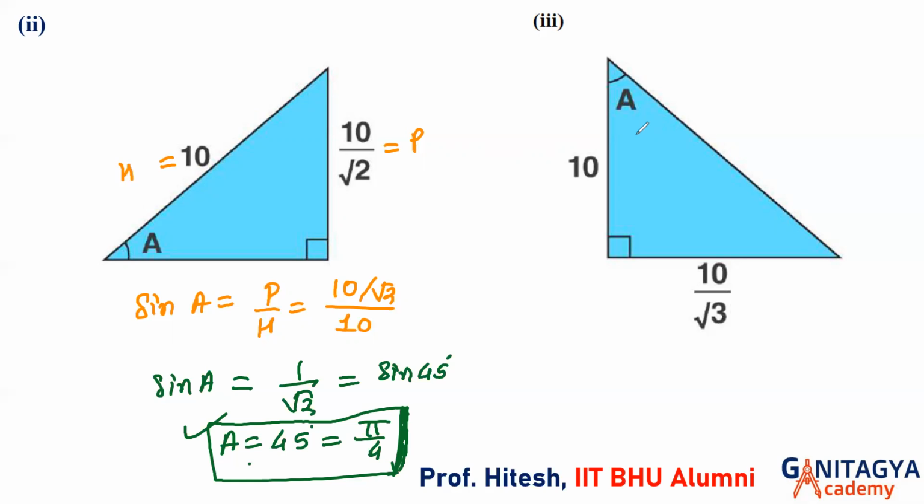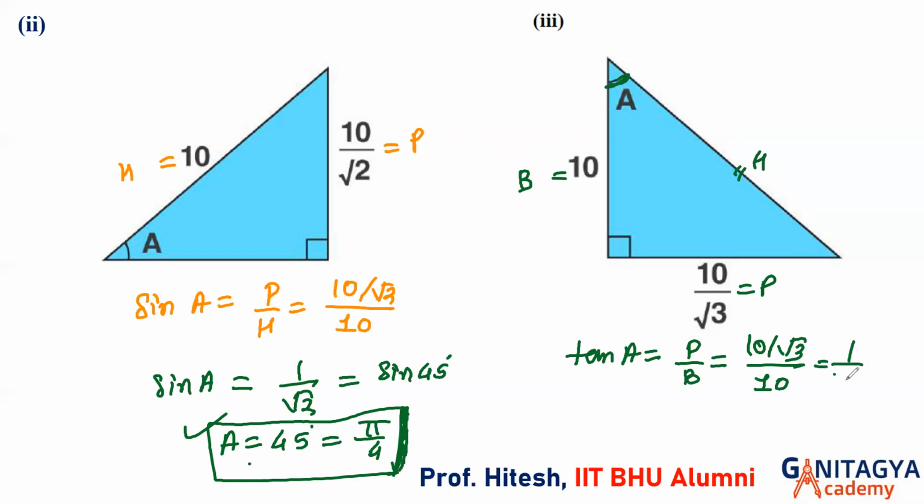Next, always remember that opposite to angle A is the perpendicular. Opposite to 90 is the hypotenuse, so what remains is the base. Now you have P and B, so tan A is equal to perpendicular upon base. The perpendicular is 10 upon root 3, base 10, that is 1 upon root 3. Tan A is 1 by root 3 when A is 30 degree. So A is equal to 30 degree. Write it down and tell me if I did something wrong. Perfect.